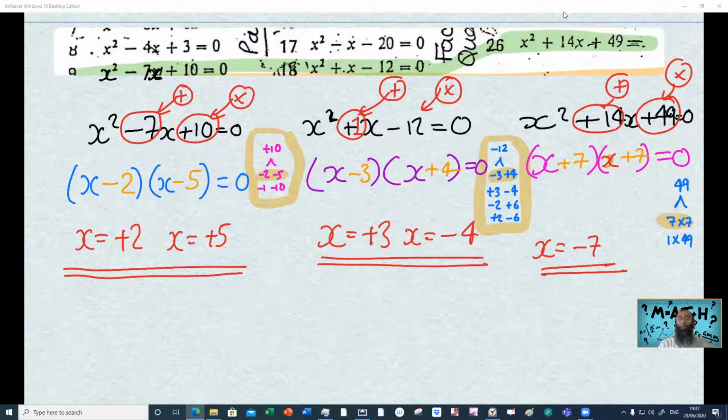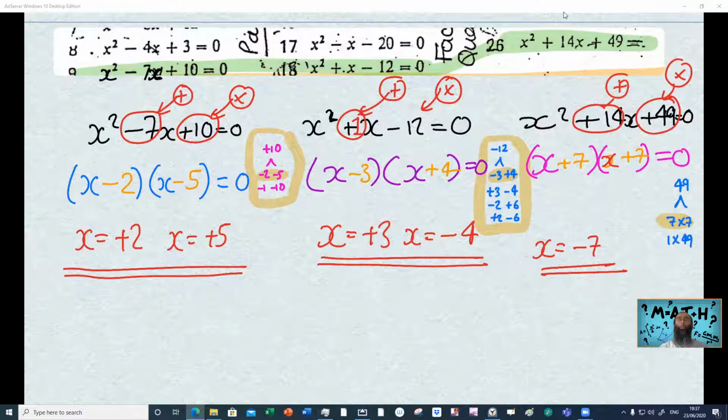Okay, now the last one on that page, which is x² plus 14x plus 49. Two numbers that times to give you 49, added to give you 14. So 49 is a square number, 7 times 7 is easy. Other factors are 1 times 49, which is useless for us. So it's +7, and the opposite of that is -7.